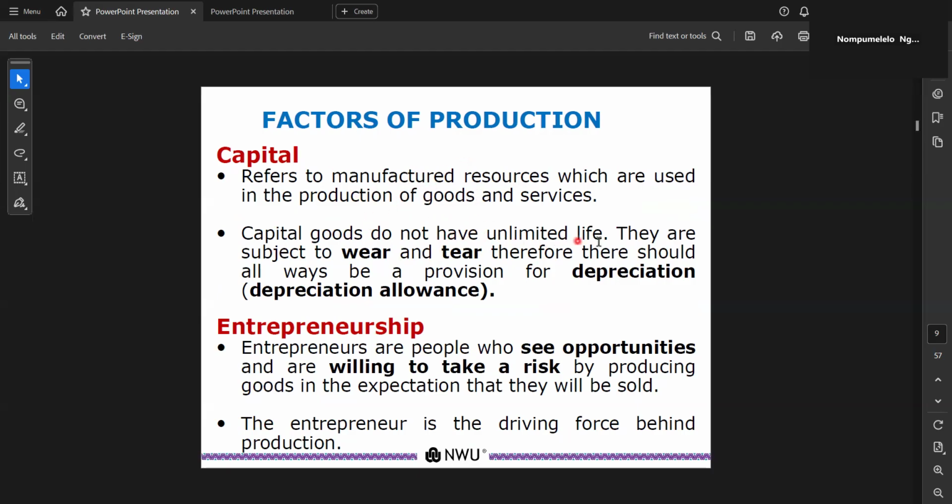Capital does not have an unlimited life. We know that, and we have to provide for depreciation. You cannot own a machine and think it's going to work the same way forever. There's going to be a time when it won't work at all. You have to service it, and then there'll be a time when you just have to dispose of it, because now it doesn't work at all. So capital goods do not have unlimited life. You just have to know capital goods refer to machinery and equipment which is used to manufacture goods and services.